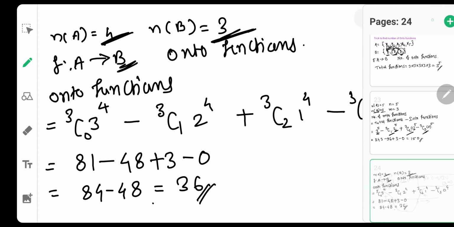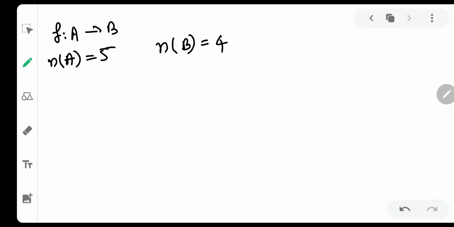Okay. Now let us take one more example. Suppose the function is mapped from A to B, and the number of elements in A is 5, let us say, and the number of elements in B, let us say, is 4. And you need to calculate the total number of onto functions. Let us go and apply the trick. What is the number of elements in the codomain? So just see, that is 4. So how do we apply the trick? Let us see. You can even pause the video, try to solve it by yourself, and then check your answer. So pause the video now.